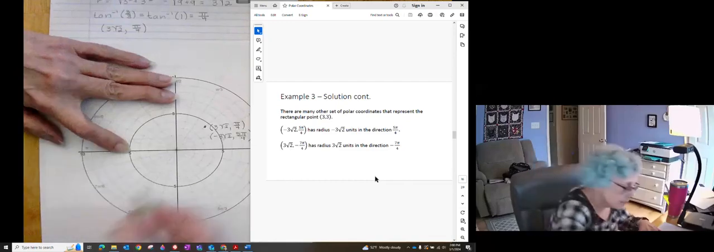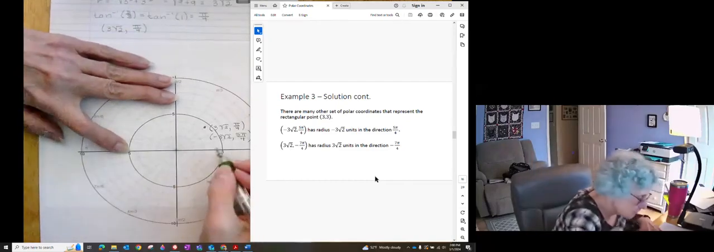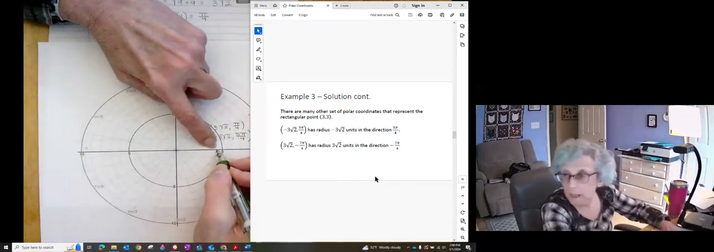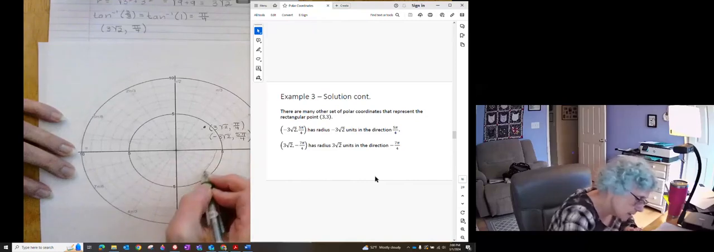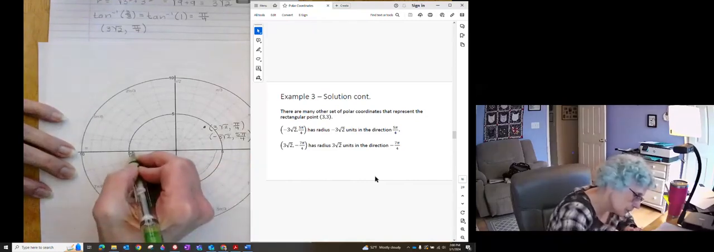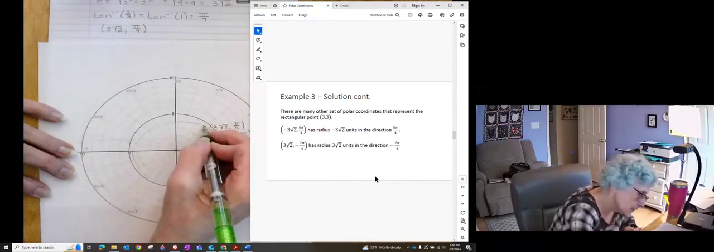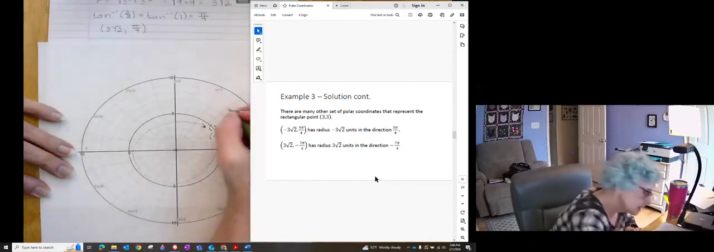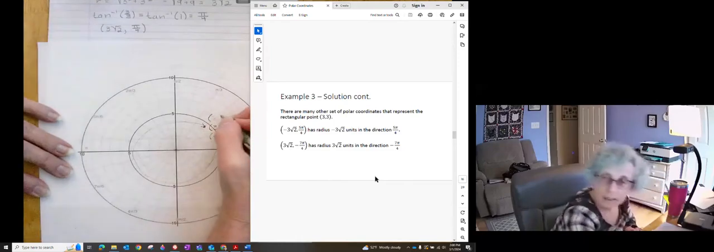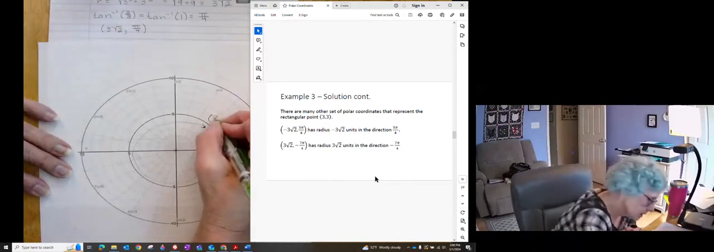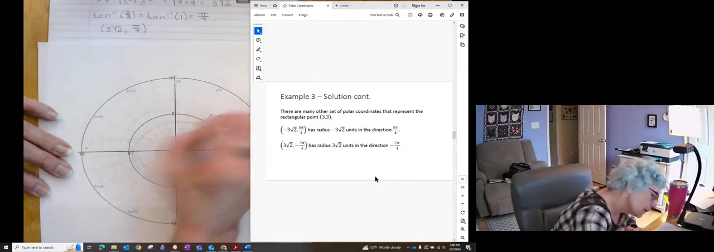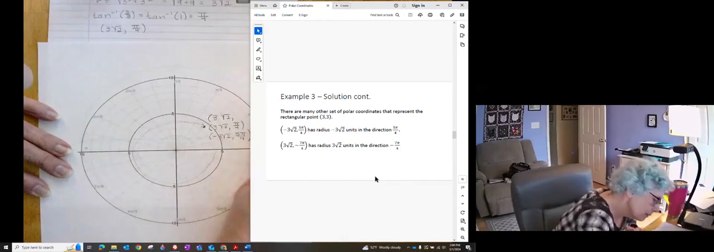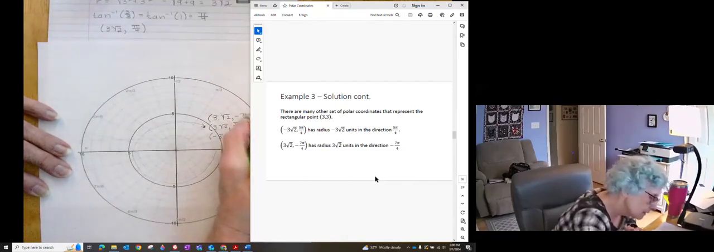If I go positive 3 square root of 2, and then I move in the negative direction 7 pi over 4 units, so 4 pi over 4, 3 pi over 4 more units, then yes, indeed, I end up back at the same place. 3 square root of 2, and negative 7 pi over 4. I don't know why I keep wanting to put an extra comma in there.